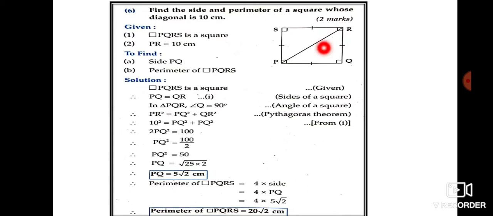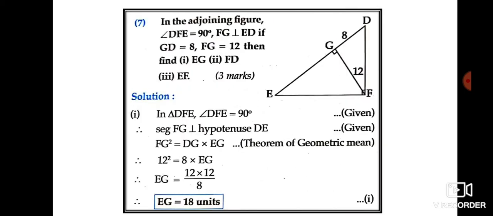That means if PQ is 5 root 2, all the sides are 5 root 2. So instead of adding 5 root 2 four times, you only say perimeter is equal to 4 into side. That is 4 into PQ, that is 4 into 5 root 2. And you get the answer. 4 5s are 20. And therefore the perimeter of quadrilateral PQRS is equal to 20 root 2 centimeter.